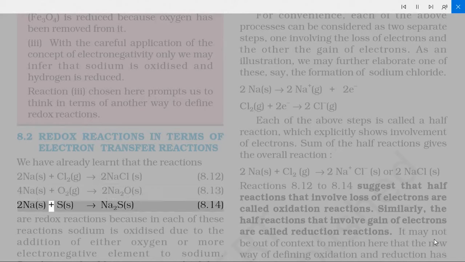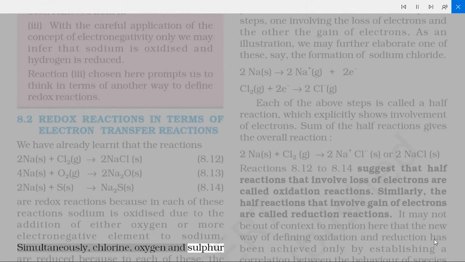(s) + S(s) → Na2S(s) (8.14) are redox reactions because in each of these reactions sodium is oxidized due to the addition of either oxygen or a more electronegative element to sodium. Simultaneously, chlorine, oxygen and sulfur are reduced because to each of these, the electropositive element sodium has been added.